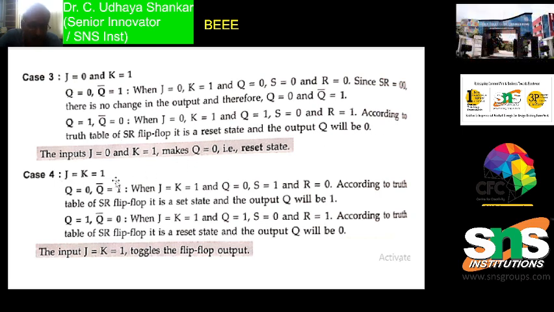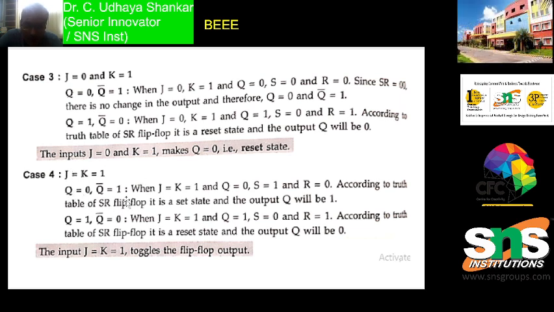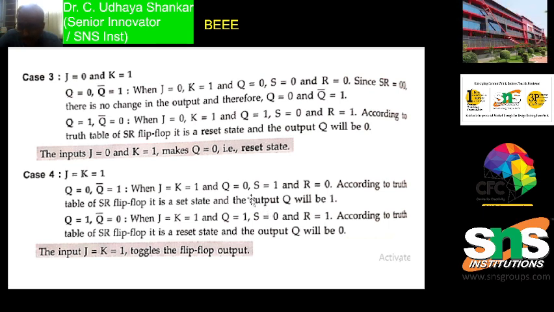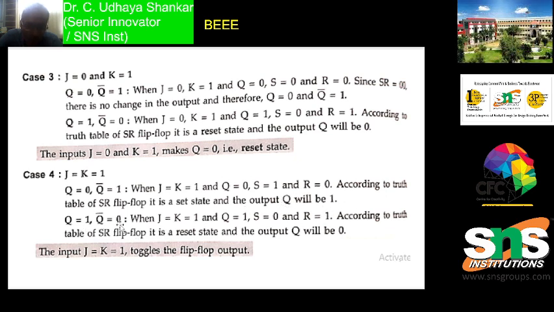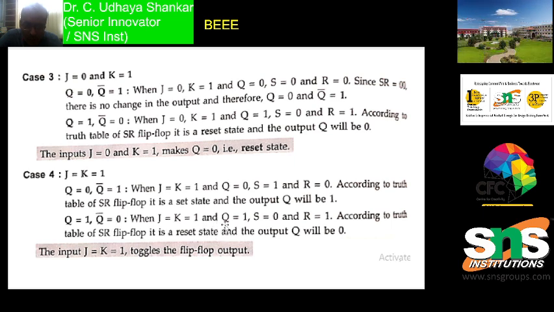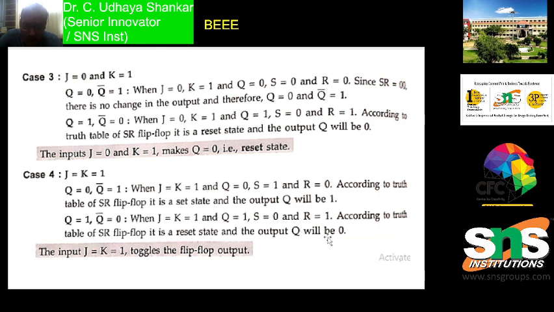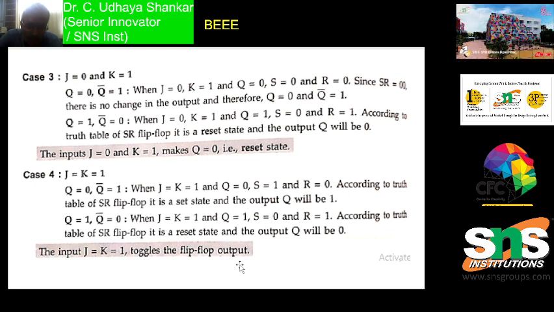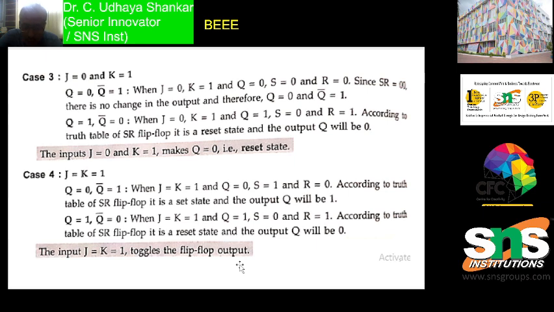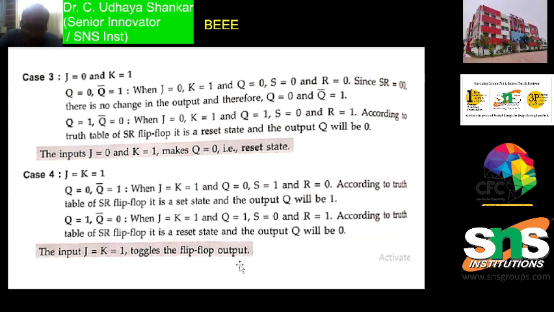Finally, what happens when J and K are both equal to 1? It has to go to the toggle state. If Q equal to 0 and Q bar equal to 1 and J equal to K equal to 1, Q equal to 0, S equal to 1 and R equal to 0. According to the truth table, we finally set Q equal to 1. Similarly, when Q equal to 1 and Q bar equal to 0, when J and K equal to 1, S equal to 0, so Q will be equal to 0. So when both are equal to 1, it behaves as a toggle state. That is, if Qn equal to 0, then Qn+1 will be equal to 1. If Qn equal to 1, then Qn+1 equal to 0.